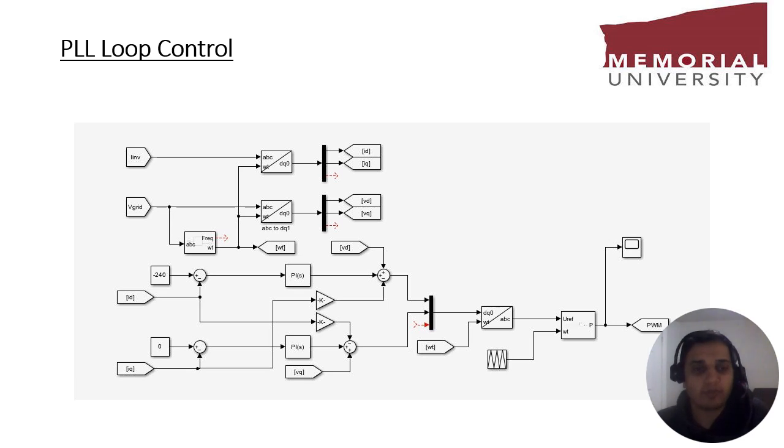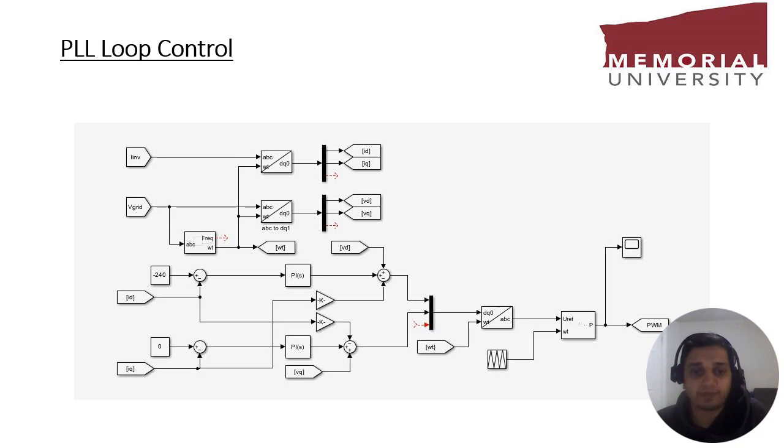So here we have two things, the inverter current and the voltage from the grid. We are changing it from the ABC to the DQ frame, and because in DQ we have two axes, the x-axis and y-axis, we have ID and IQ. Similarly for the grid we have VD and VQ, and we are getting the omega t, the frequency, from the grid.